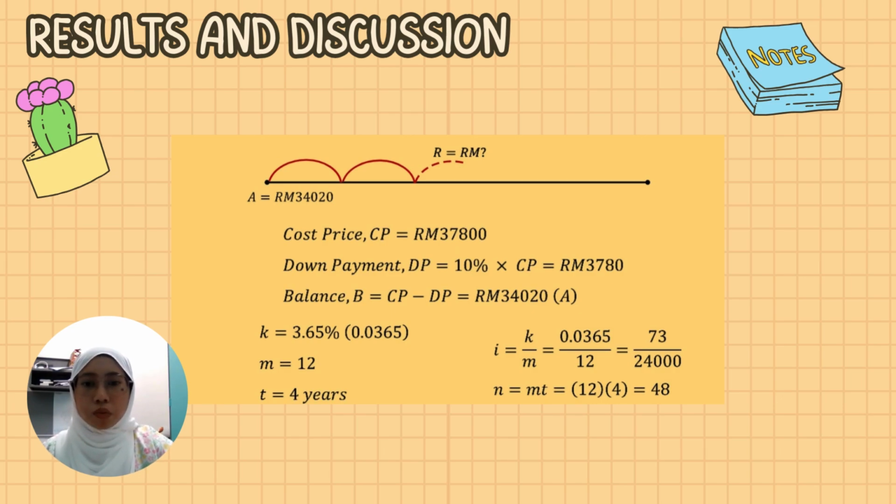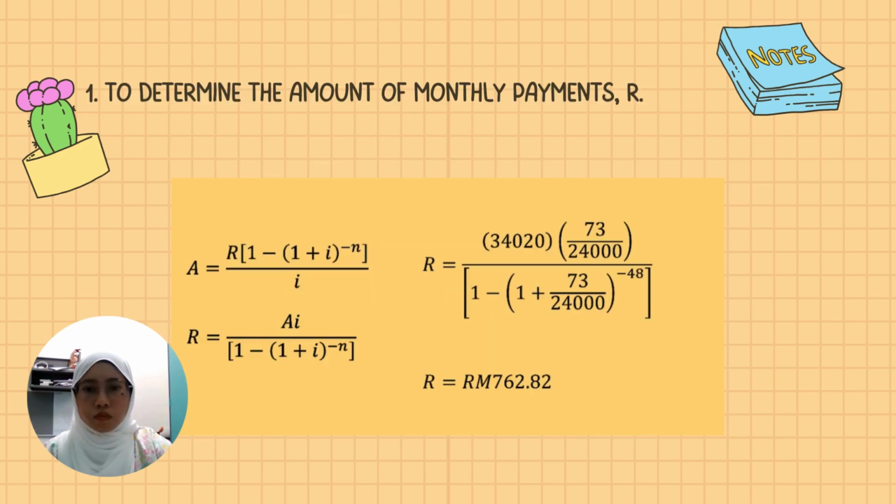M equals 12, T equals 4 years, and i equals K per M. Numerator: 0.0365 per 12 equals 73 per 24,000. N equals M times T, which equals 12 times 4 equals 48.